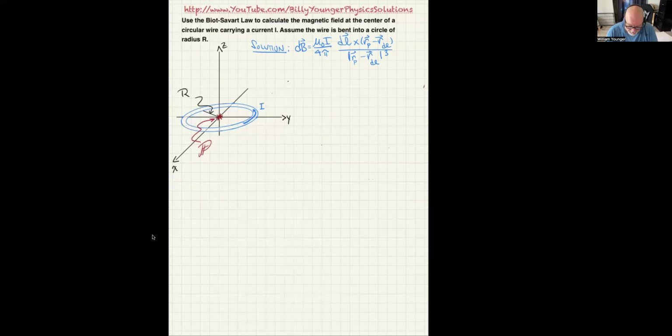So that should give you enough information to know what we've got to do. We just have to calculate DL, RP, RDL, RP minus RDL, and the magnitude of RP minus RDL. Once we do that, we can plug it all in, do the cross product, and then hopefully integrate easily.